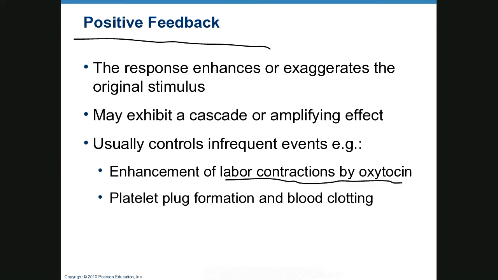When you are in labor, oxytocin is released, which causes muscle contraction in the uterus. Uterine contraction causes oxytocin release, which causes more labor contraction until you finally have a baby. Blood clotting, if you're bleeding somewhere, you have more and more blood clotting until that bleeding is stopped. Otherwise, you won't stop bleeding. These are positive feedback mechanisms.